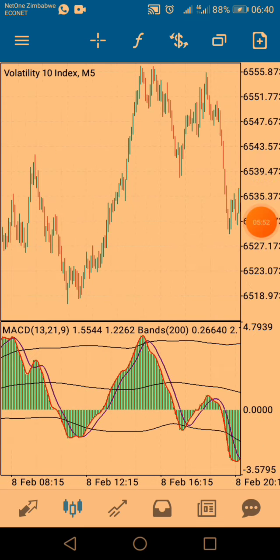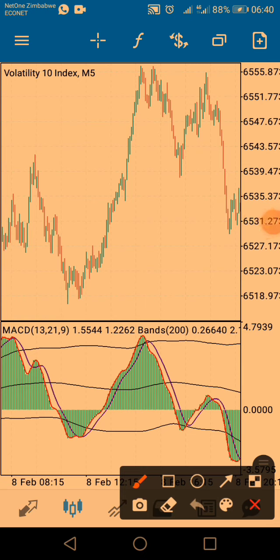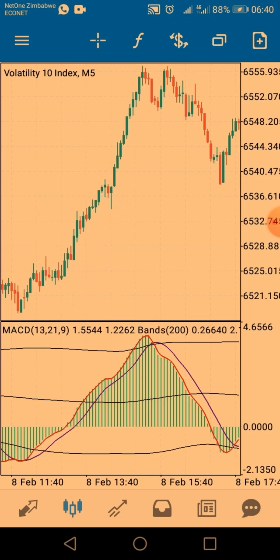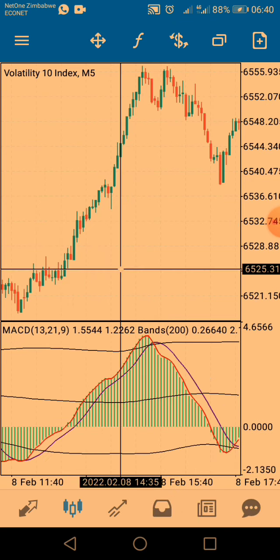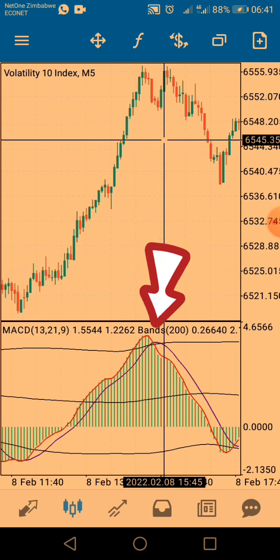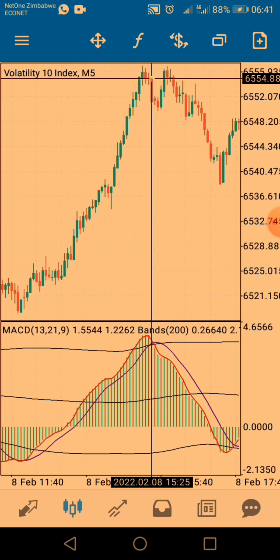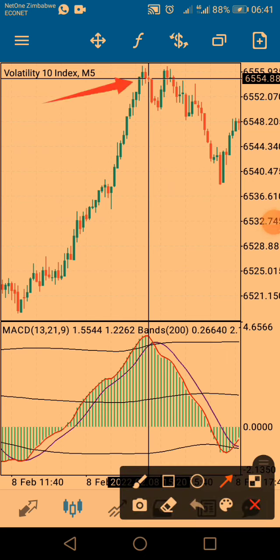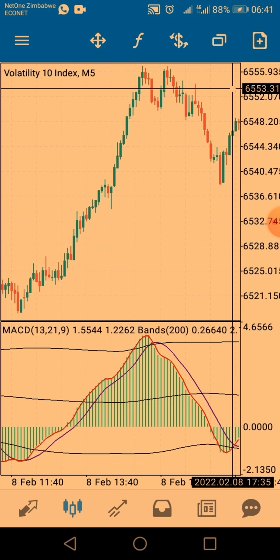Here's another example. Here you see the MACD touching the upper band of the Bollinger Bands, and once the touch happened, we also see the moving average crossing below the MACD. This happened right at this point here. So you could have placed a sell order right here, because the crossover happened there.